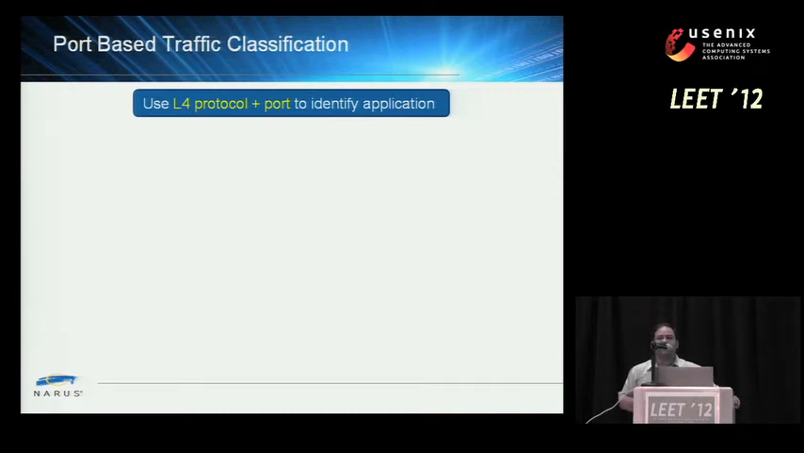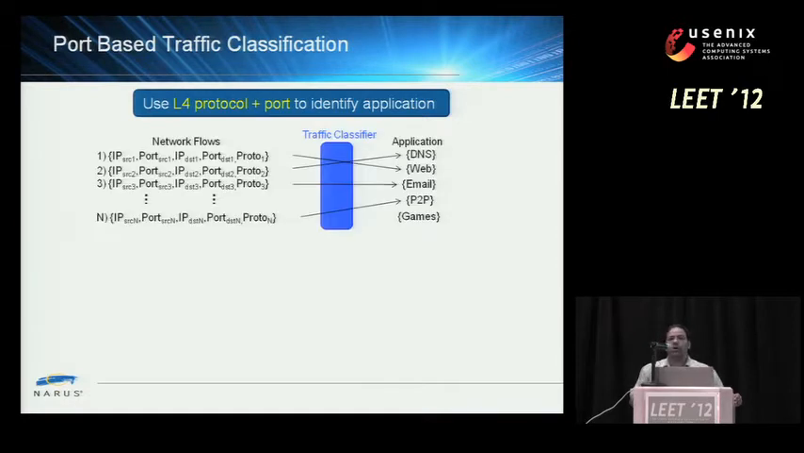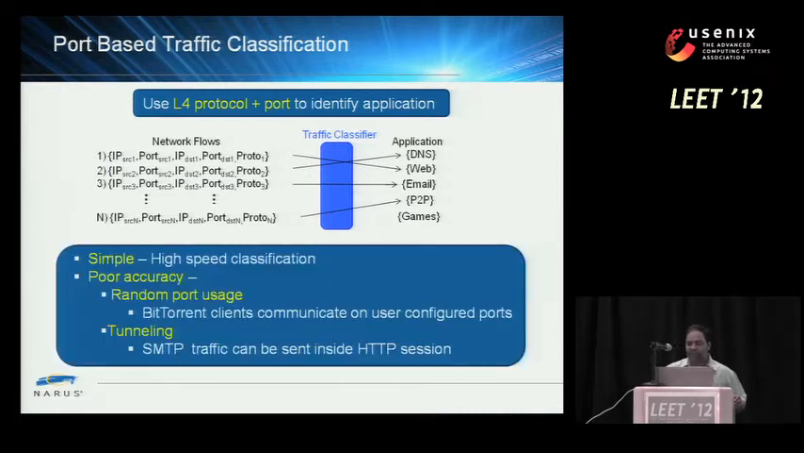Early traffic classification systems were based on port-based traffic classification. What this means is that those schemes relied on L4 protocols and ports to identify the applications. So for example, all UDP traffic going on port 53 would be classified as DNS traffic. The advantage of the scheme is that it is simple, easy to implement, and classification can be performed at high speed.